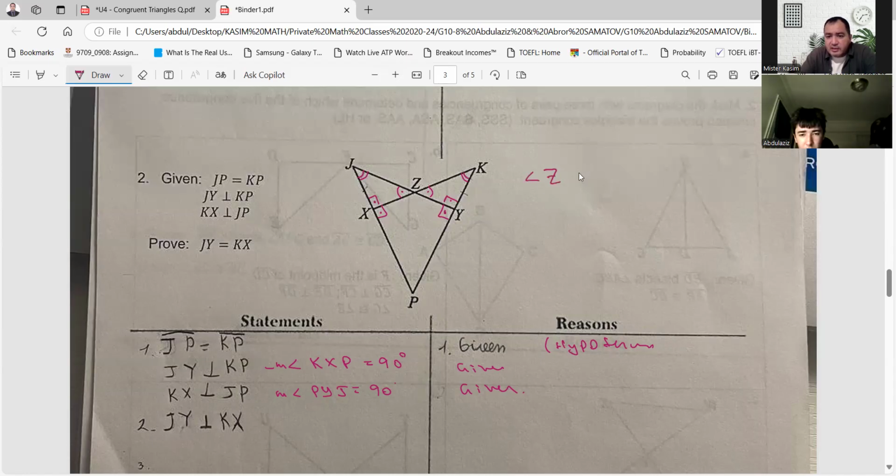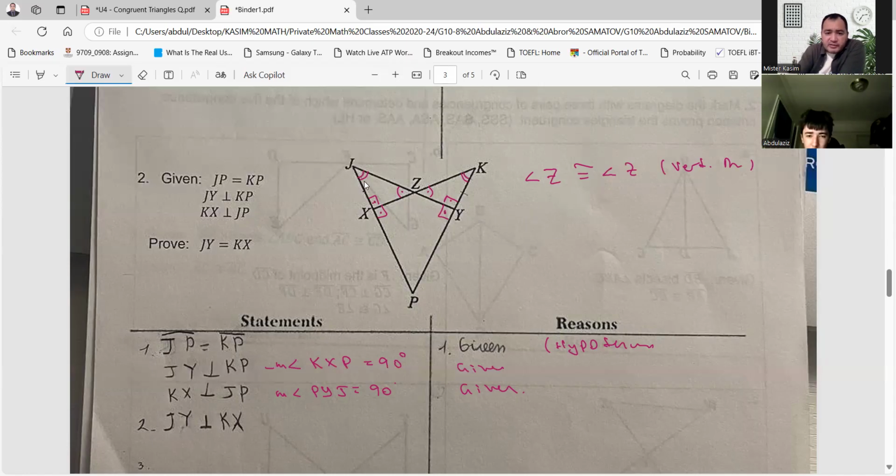So here angle Z is congruent to angle Z, right? Because they are vertical angles. And now this angle X and angle Y are equal, given 90 degrees. So angle J and angle K must be the same. Why? Because the sum of the interior angles of a triangle is 180 degrees. Okay, so that's it.